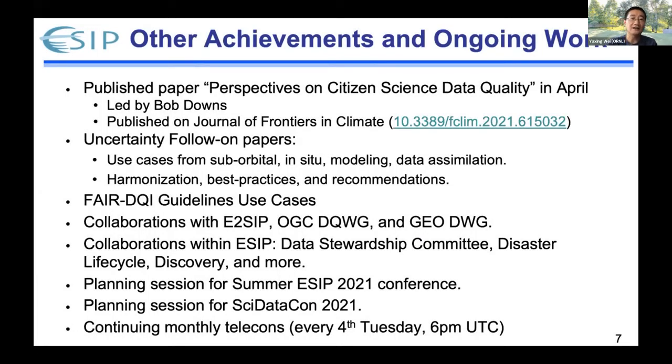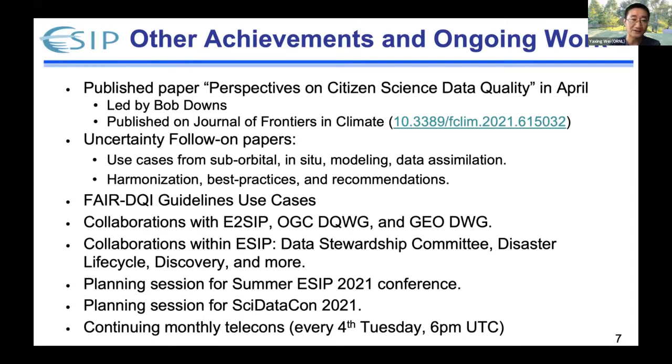There are many other achievements and ongoing activities. And one thing I just want to highlight on this slide is the paper Perspectives on Citizen Science Data Quality, which was published in April. This effort was led by Bob Downs, also one of the co-chairs of ECBIQC. And this perspective paper was published in the journal Frontiers in Climate.